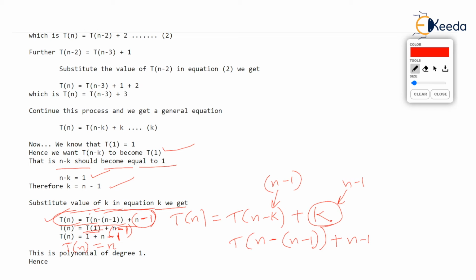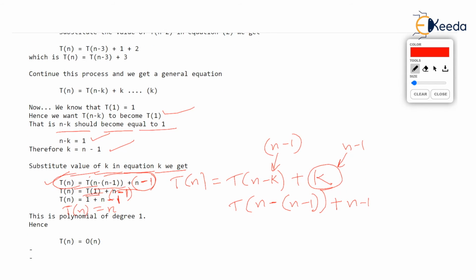Hope you are getting it. Now, what will you write if you get Tn equal to n? Tn equal to n is simply a polynomial of degree 1. Hence, we can write Tn is equal to big O of n. You know this: if we get a polynomial of degree d, then you write O of n raised to d. So Tn is of the order of n. So the time complexity of this recursive function is order of n.